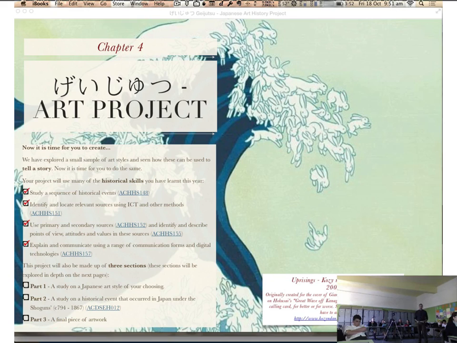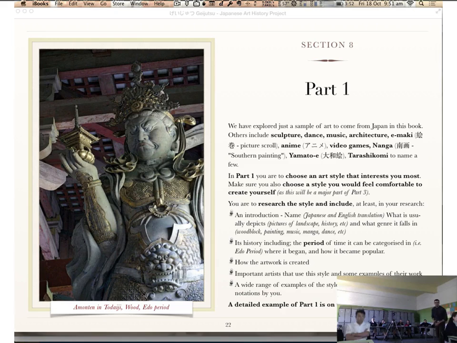Part three is going to be, I think, possibly the fun part, but it could be tricky too. You are going to create a piece of artwork. And that's your third part of this project. Let me explain these three parts in a bit more detail. So, part one.